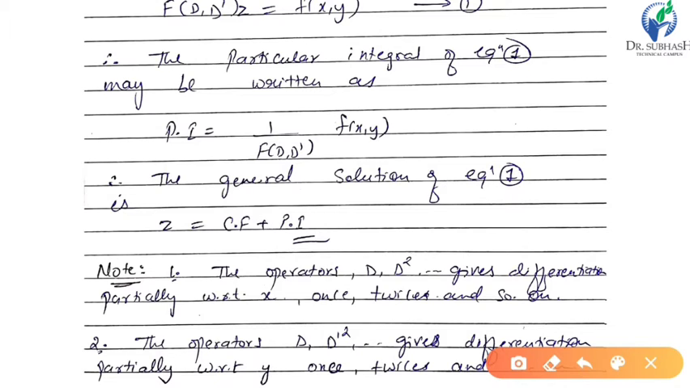To find the particular integral for the given equation, the formula used is PI equal to 1 upon f(D, D') times whatever function is there on the RHS. The general solution can be given by z equal to CF plus PI.